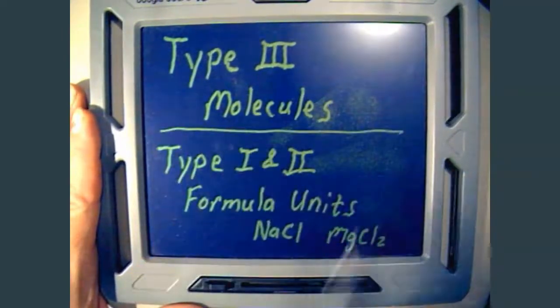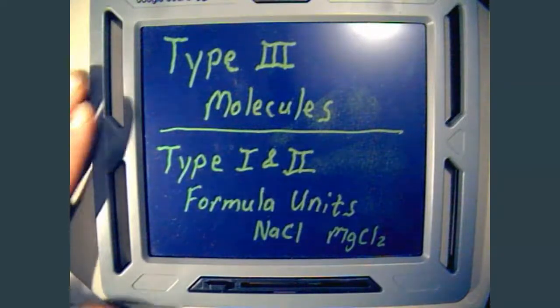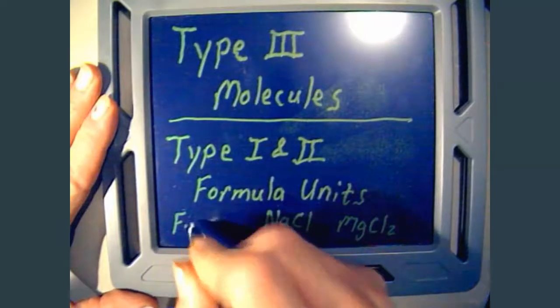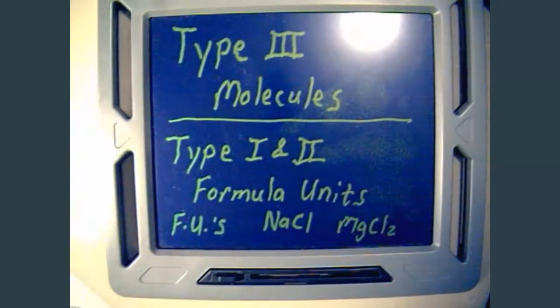These ones are actually not called molecules. So this would not be a molecule of sodium chloride, it would be called a formula unit of sodium chloride. It's not a molecule of magnesium chloride, it's a formula unit of magnesium chloride. So just for fun, I like to abbreviate formula unit FUs. So how many FUs do you have? How many formula units do you have?